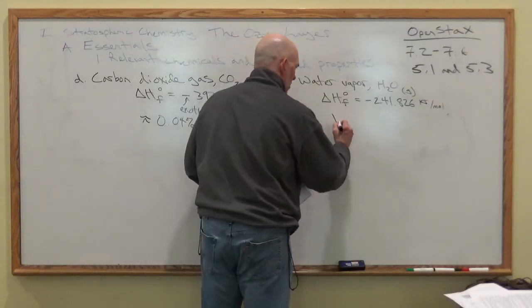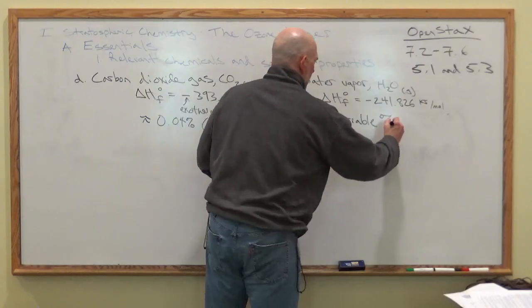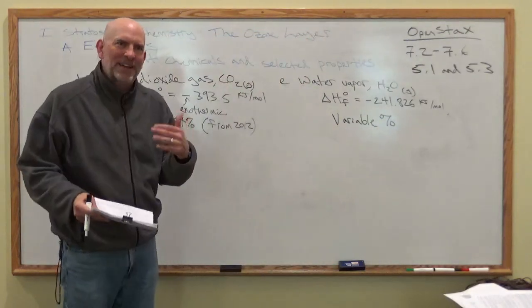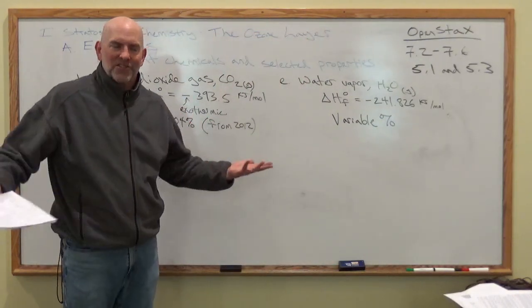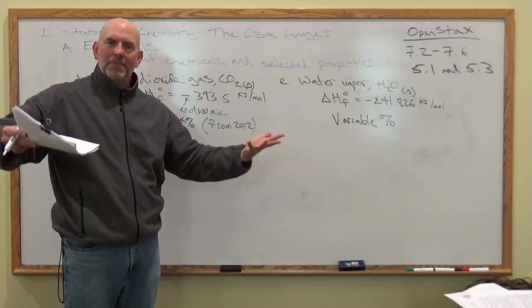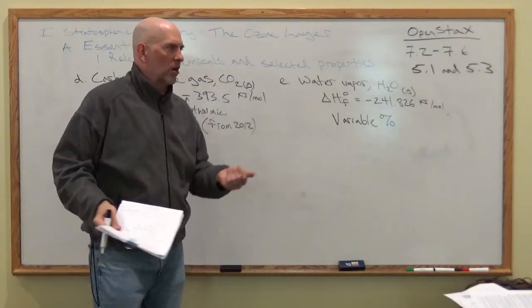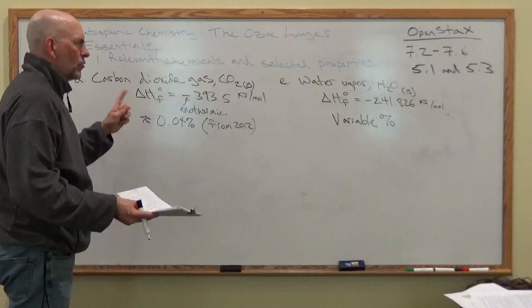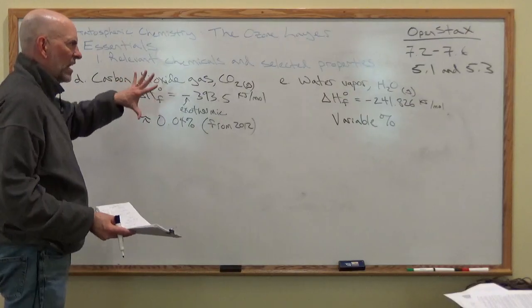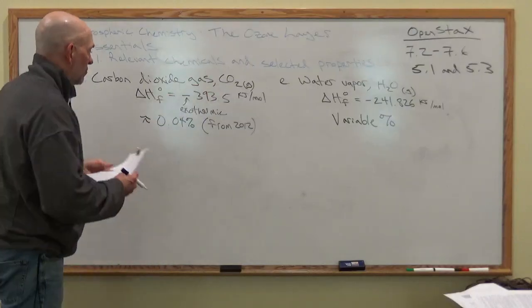Water vapor has a variable percentage because of the water cycle. So you have evaporation going up, precipitation coming down, and all of those things you might have learned about in earth science about the water cycle. Okay, so we have all that information, the bonds. So I'm going to show you the result here.